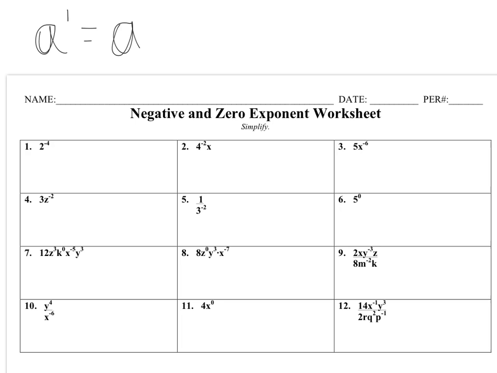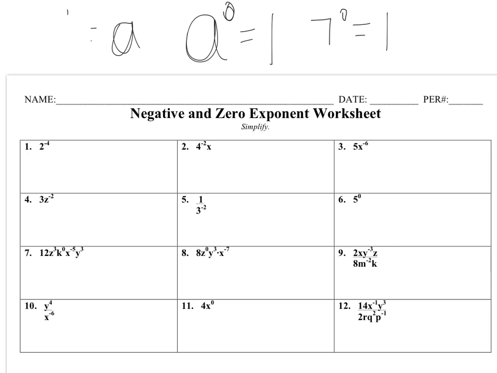The second law we talked about was if I have a variable and I raise it to the 0 power, that equals the same thing as 1. Anything to the 0 power equals 1. So if I have a to the 0 power, it equals 1. If I have n to the 0 power, it equals 1. If I have 7 to the 0 power, that still equals 1.